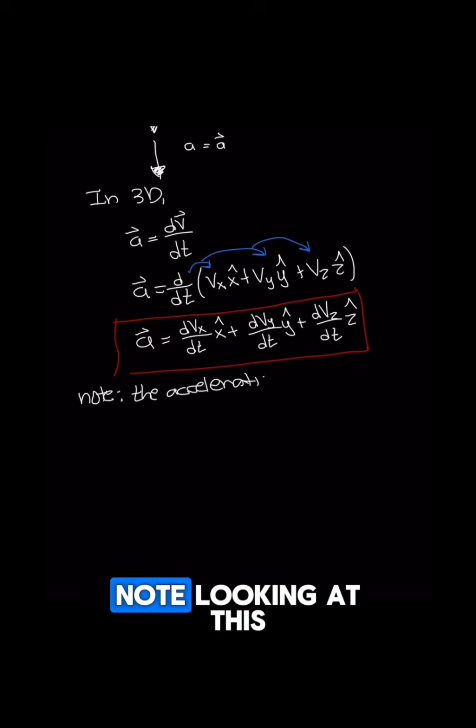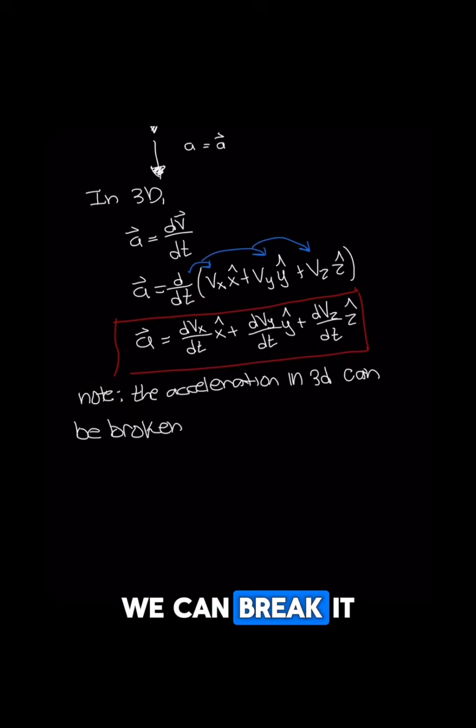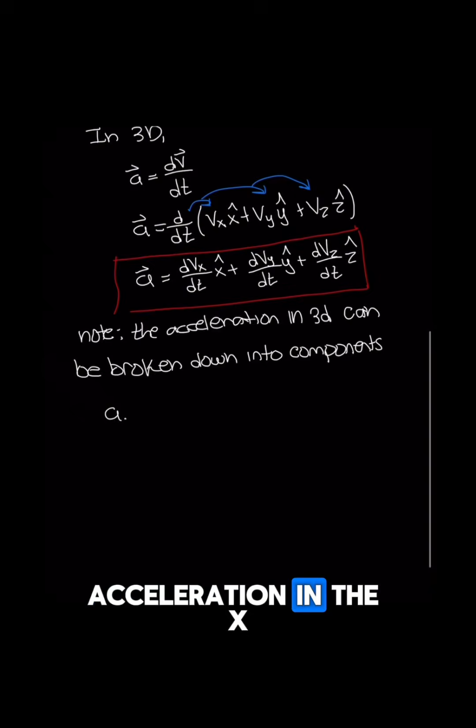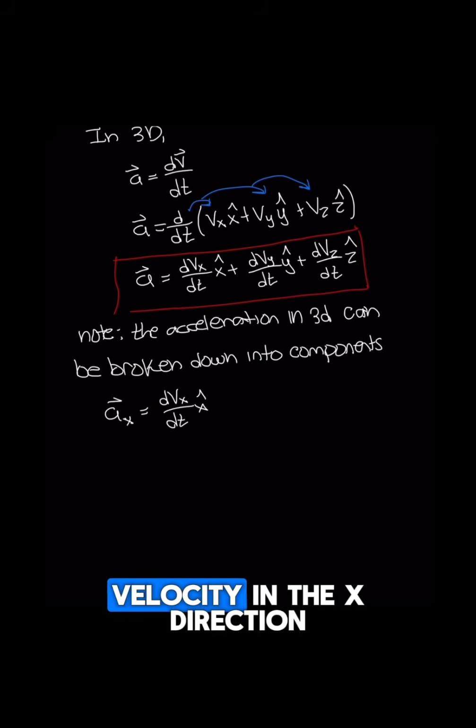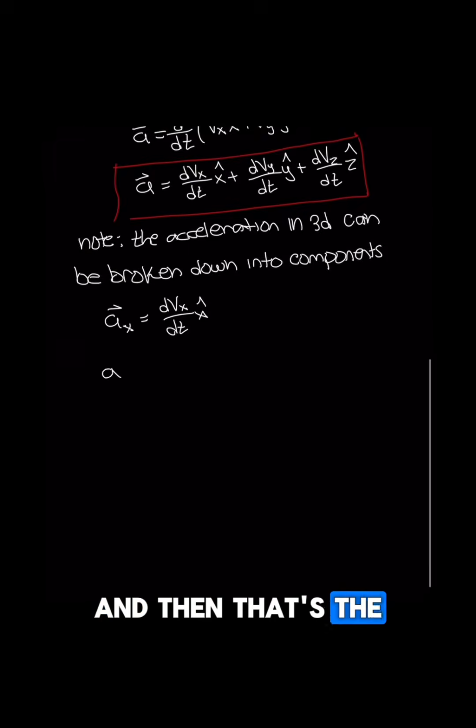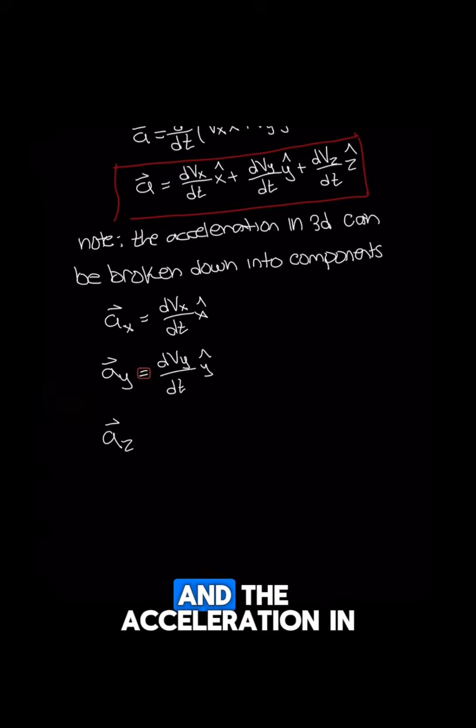And I just want to note, looking at this acceleration equation, we can break it down into components. Acceleration in the x is the change in velocity in the x direction over change in time, and then that's the same for the acceleration in the y and the acceleration in the z.